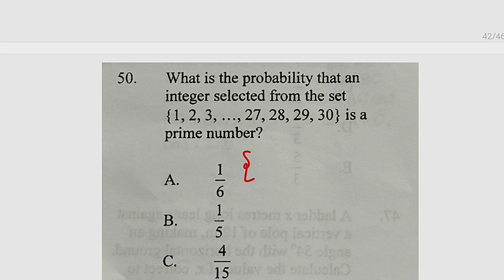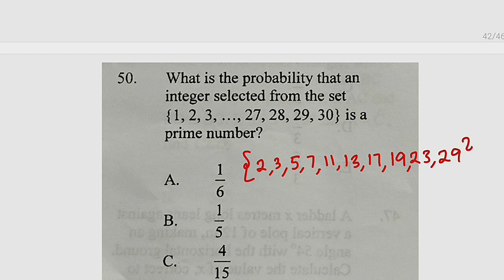So the first prime number, the smallest one, is 2, followed by 3, 5, 7, 11, 13, 17, 19, 23, 29. I think between 1 to 30, these are the only prime numbers we have.